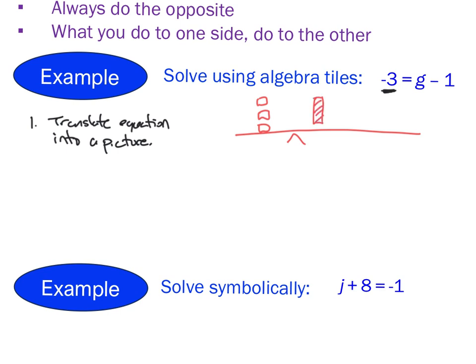And then we have -1. How do I draw a -1? Unshaded square. Perfect. Okay? So that's the first step that we're always doing, is we're translating the equation into a picture. Here's our picture. That's our first step, okay?